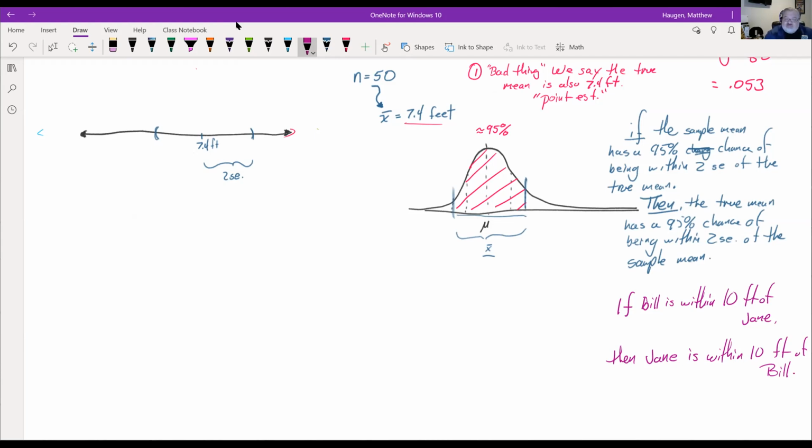So our 7.4 has about a 95% chance of being within 2 standard errors of the true mean. That means the true mean should have a 95% chance of being within 2 standard errors of our sample. So we still don't know where that peak is, but that peak has a 95% chance of being somewhere close to that 7.4. How close? 2 standard errors. How likely? About 95%.